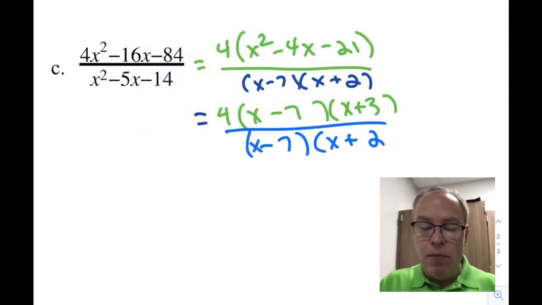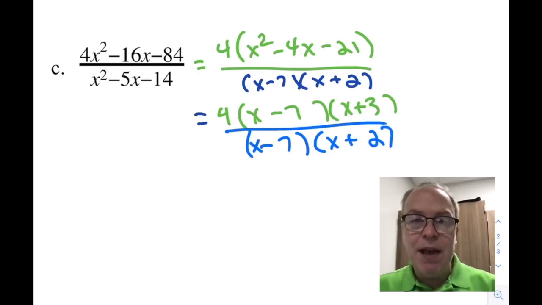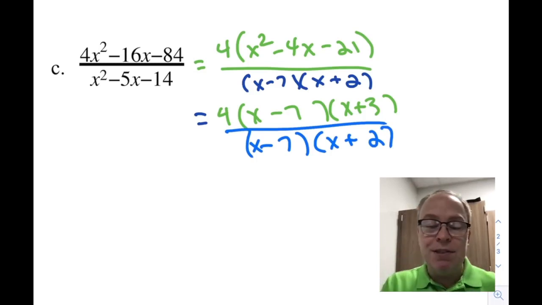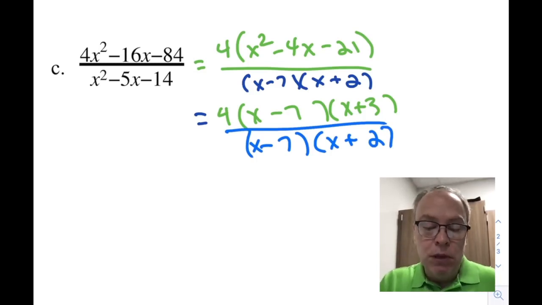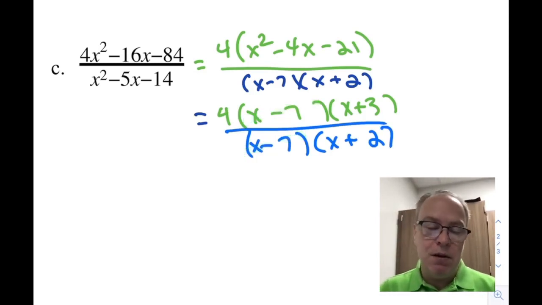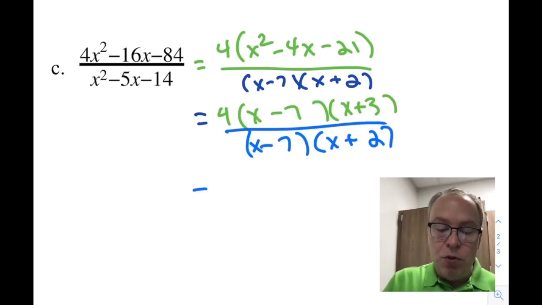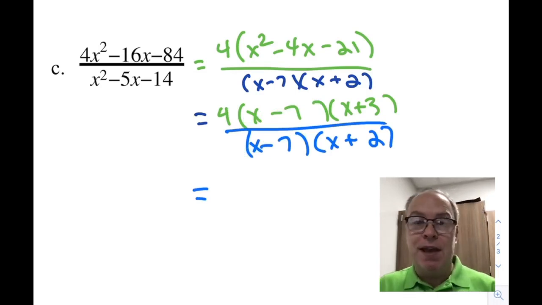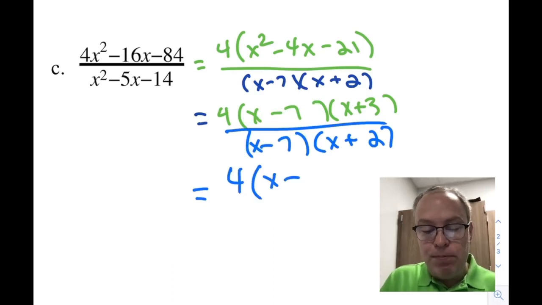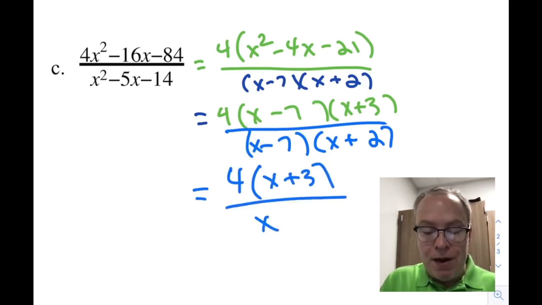Now step back a moment. Do you see a number on the top that matches the bottom? Now don't just say 7 or negative 7. It's actually this entire binomial, 7 less than x, that will cancel with the denominator binomial. So the final answer here, there's nothing else then. That's it: 4 times the quantity x plus 3, all over x plus 2.